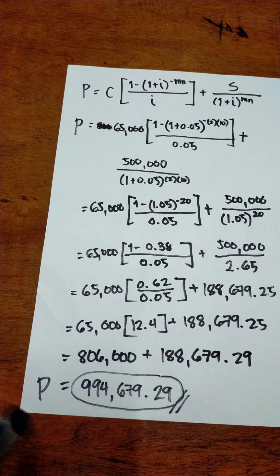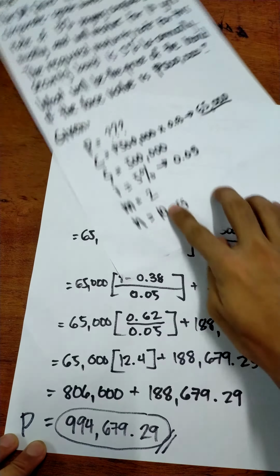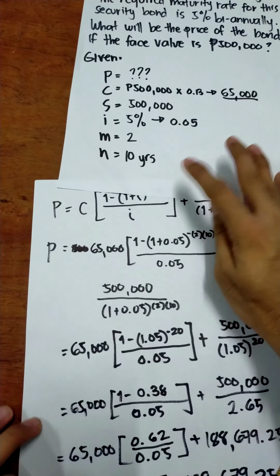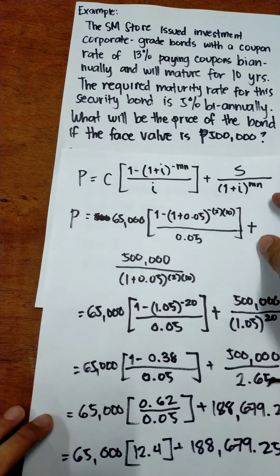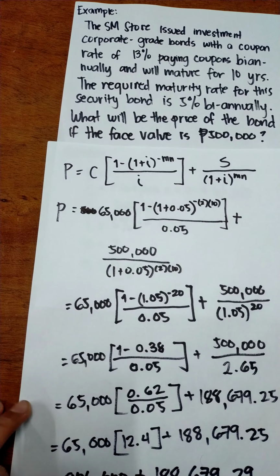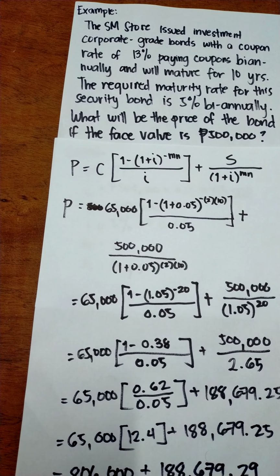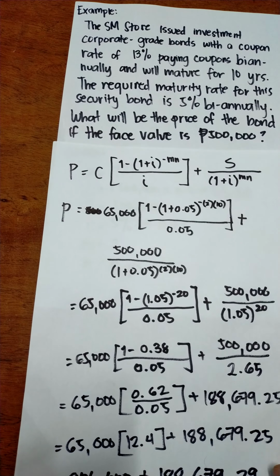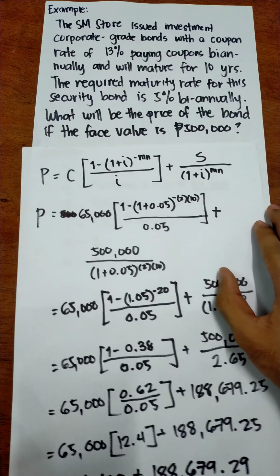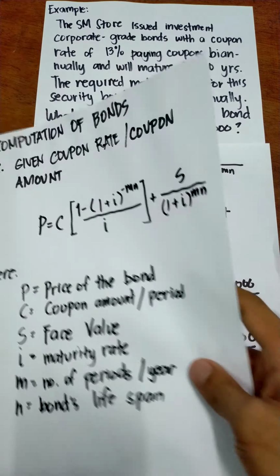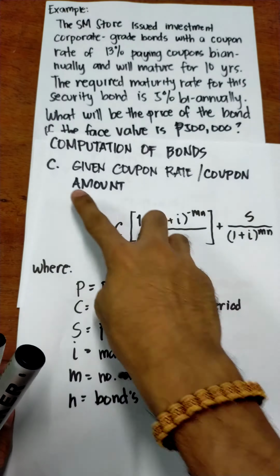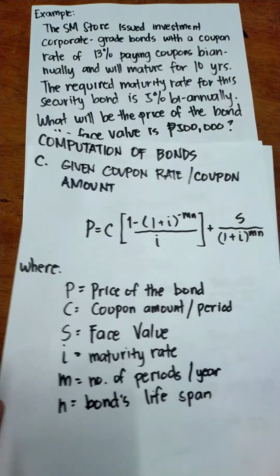So, that is how we solve letter C when it comes to the computation of bonds. Okay? So, it is a bit long. That's why I said this is the most difficult part in the computation of bonds. But I hope you followed the steps on how to solve a certain problem with regards to this computation of bonds with a given coupon rate and coupon amount.